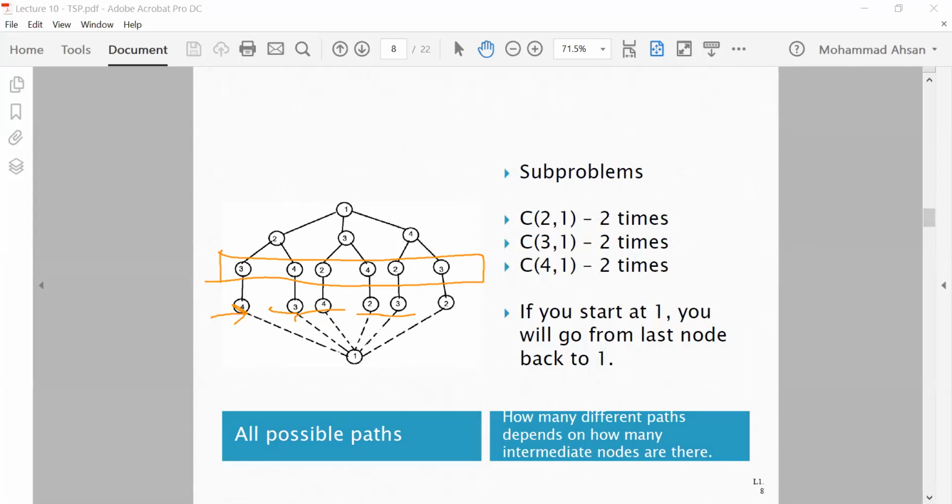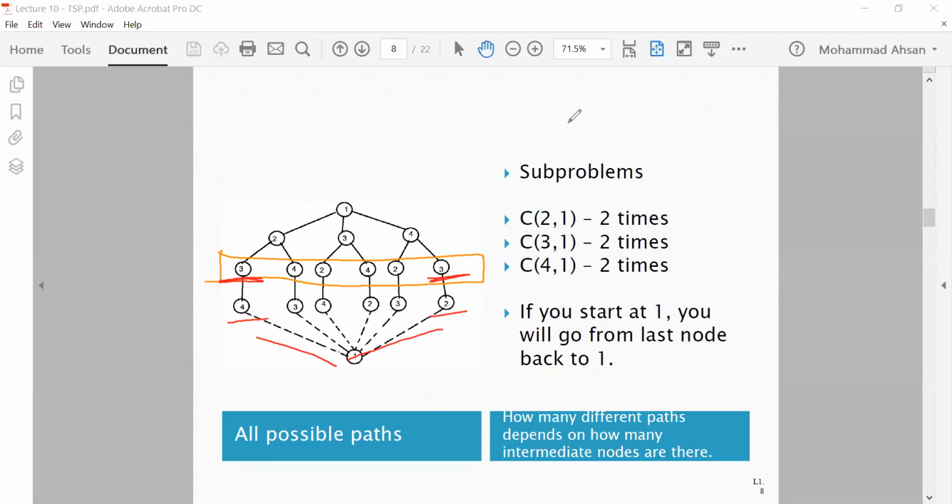Okay, when you are at this level, you are at 3. If you look at this chain here, if you are at 3, you can go to 4 and then 1, or if you are at 3, you can go to 2 and 1. Right, if you are at 3, you have two choices still. The size of the subset is 1. That subset could be either 2 or 4.